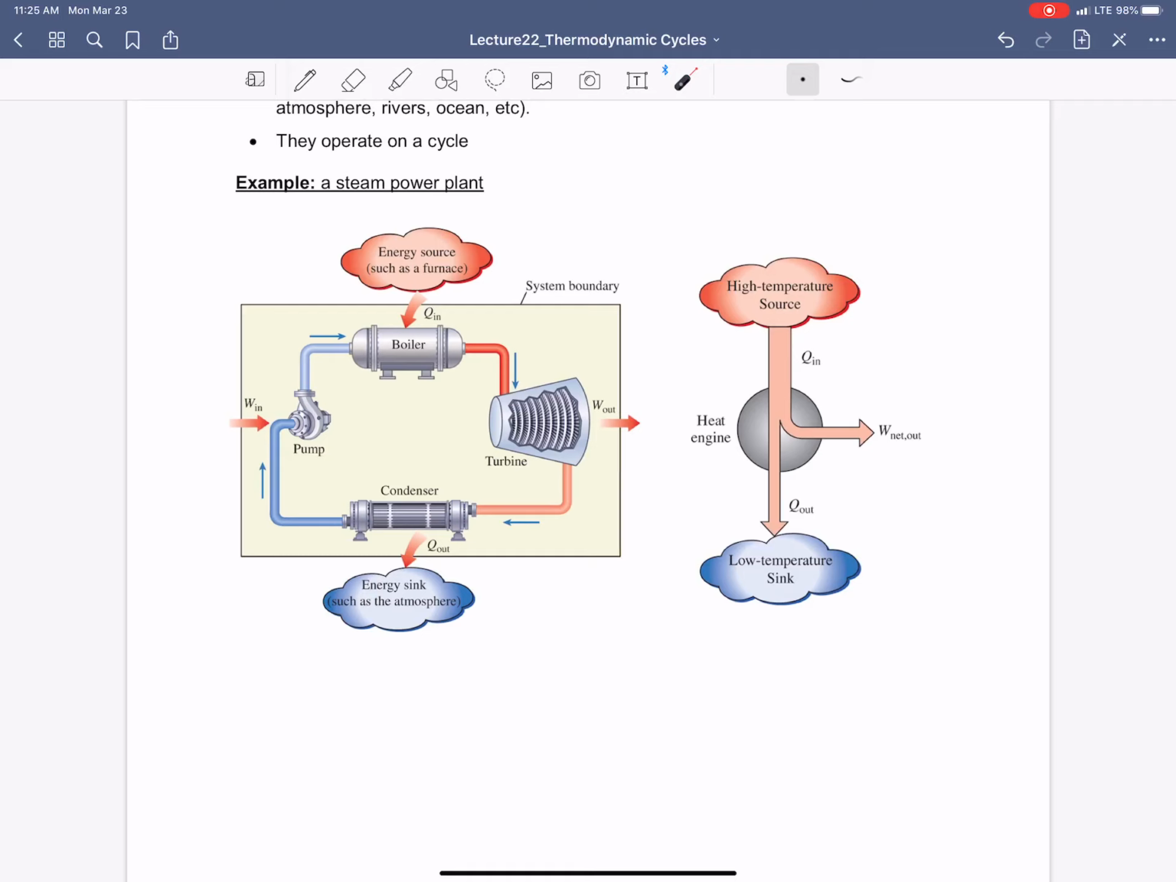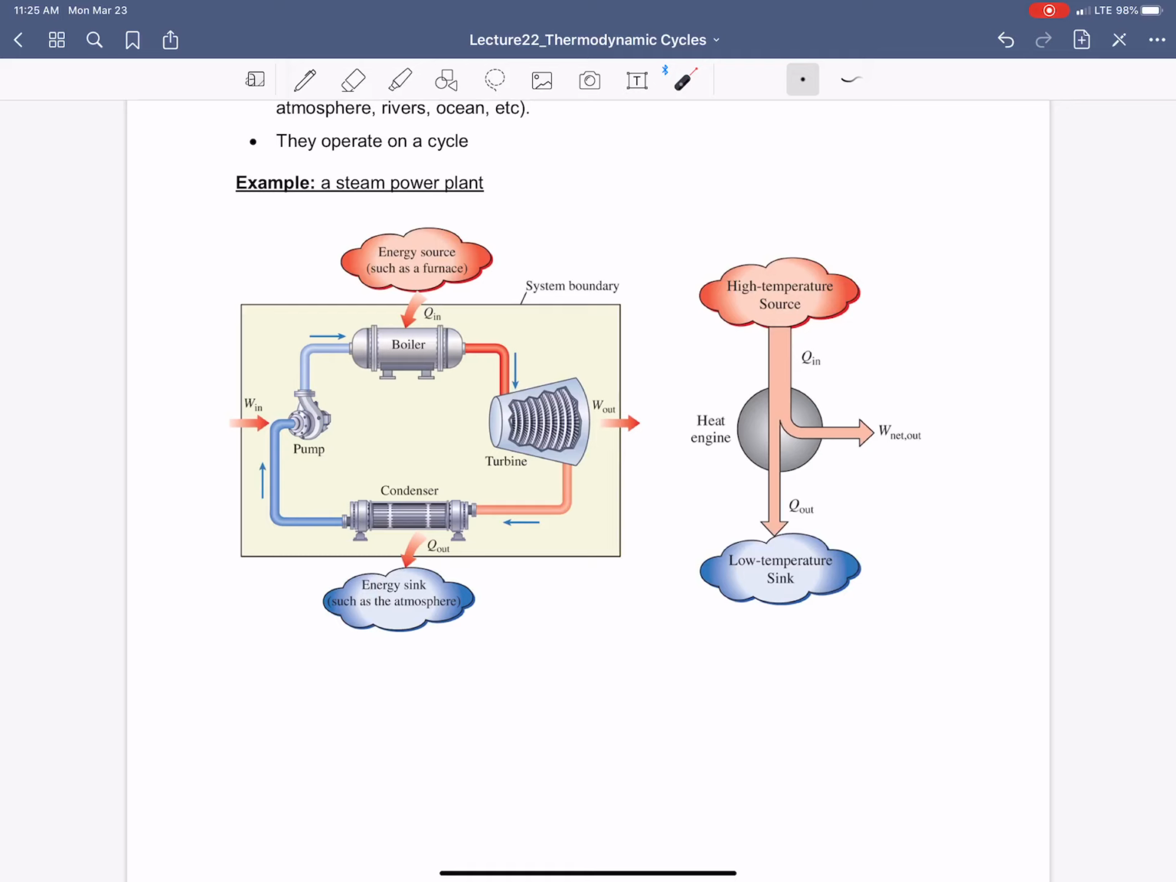Now, we have to remember what the objective of having a steam power plant is. The objective is to generate power, to generate electricity by running a turbine. In order to run a turbine, we need steam that is at very high temperature and very high pressure. That's why we have a pump and a turbine.